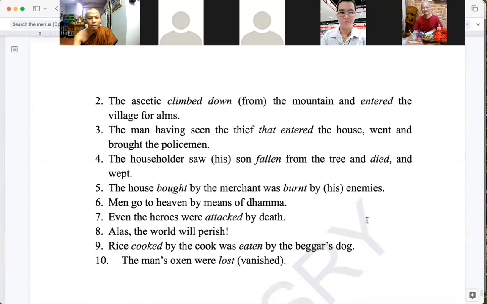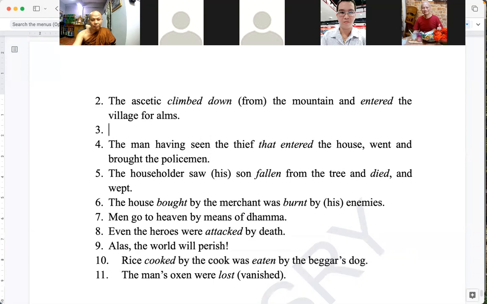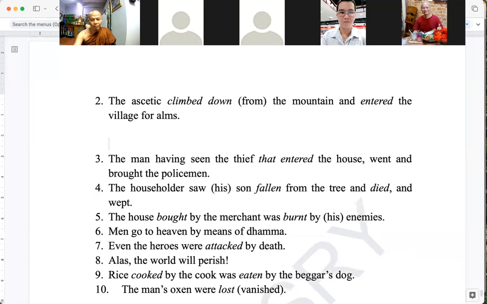Okay, now number two. Can you do it? So who will try? Who wants to try? I will try, Bhante. Okay. Number two: the ascetic came down from the mountain and entered the village for alms.